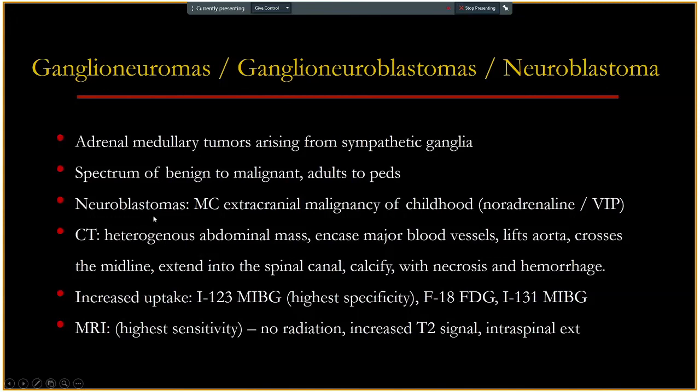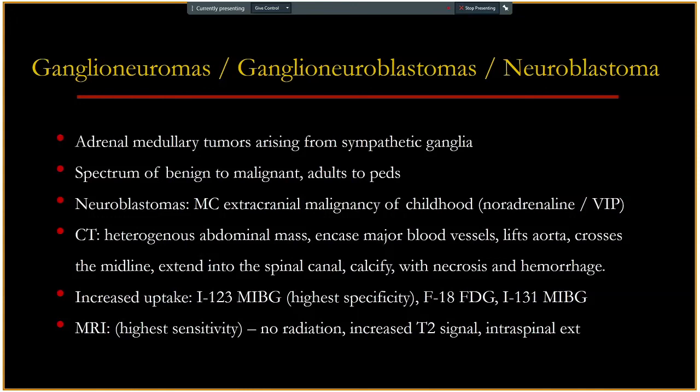All right, so neuroblastomas are the most common extracranial malignancy of childhood. They secrete noradrenaline or VIP, which is vasoactive intestinal polypeptide. On CT, they are seen as heterogeneous abdominal masses. The characteristics of neuroblastomas include encasement of blood vessels. They lift the aorta from the spine. They cross the midline from one side to the other. They can extend into the spinal canal. They can calcify, and they may cause necrosis and hemorrhage. And these imaging findings are important because they help us differentiate neuroblastomas from Wilms' tumor in a pediatric patient.